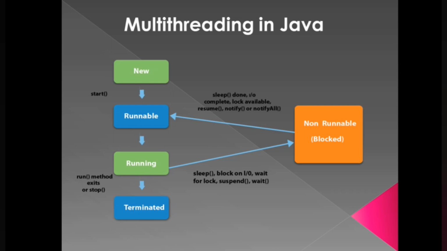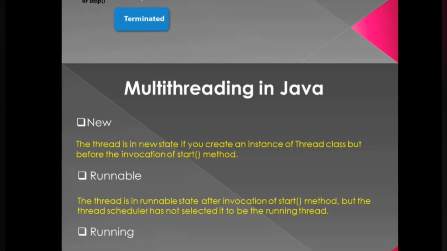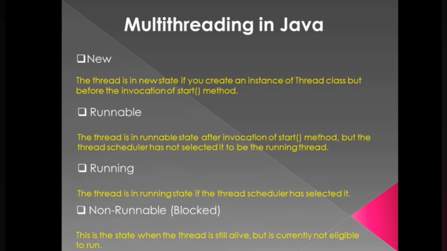So here is the diagram of a thread life cycle through which each thread goes in its life cycle. And please note this diagram, it is a very important diagram. Now let's discuss each of the states through which a thread is going to travel in its life cycle. So let's discuss the new state. The thread is in a new state if you create an instance of a thread class, but before the invocation of the start method.